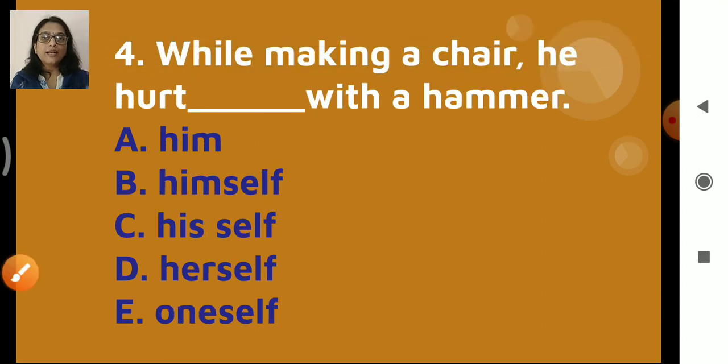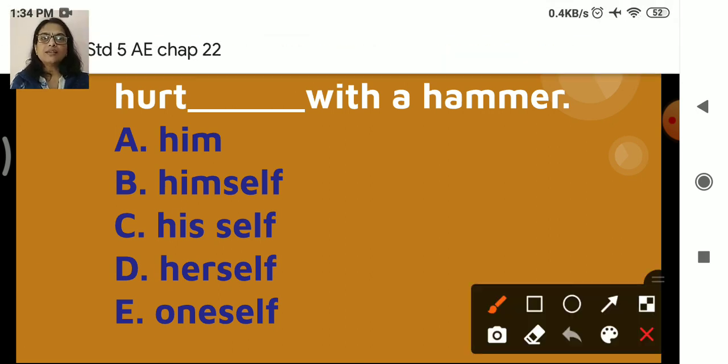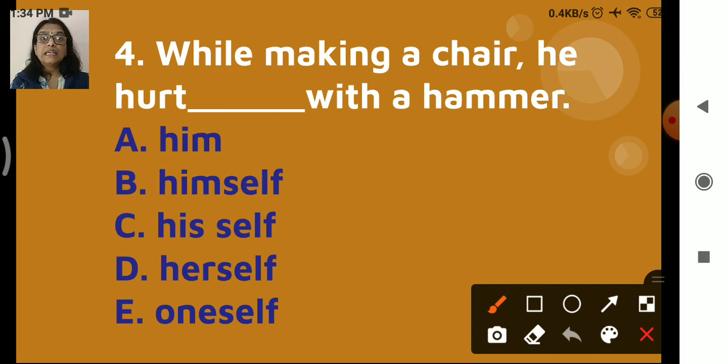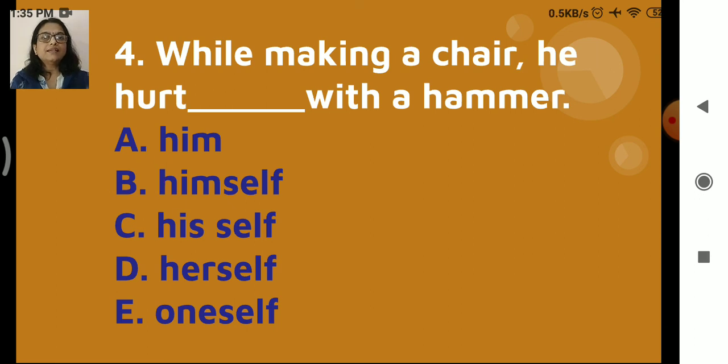Next one. While making a chair, he hurt dash with a hammer. And the option is him, himself, his-self, herself or oneself. So again, we have done this in our grammar part. While making a chair, he hurt, option B, himself with a hammer. Right? Then next one.